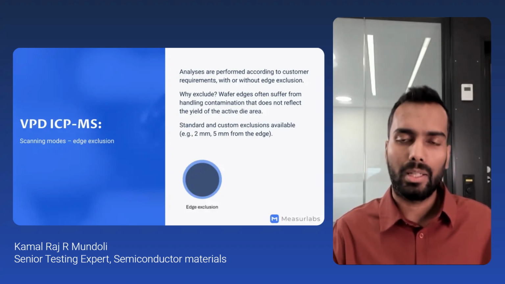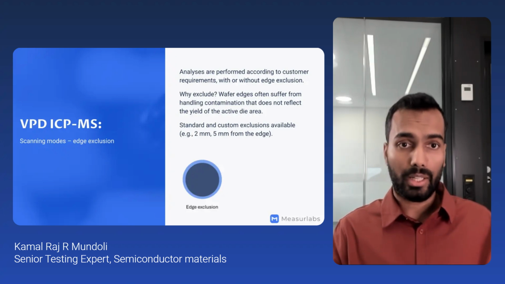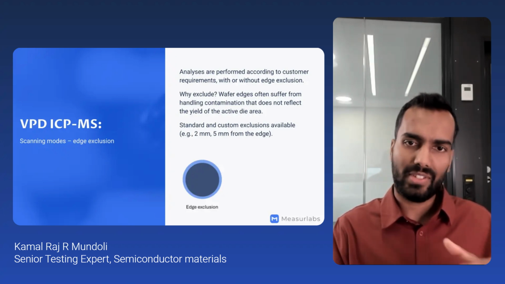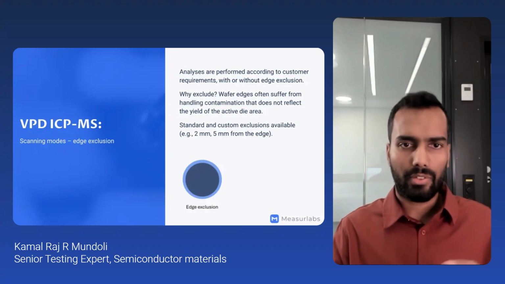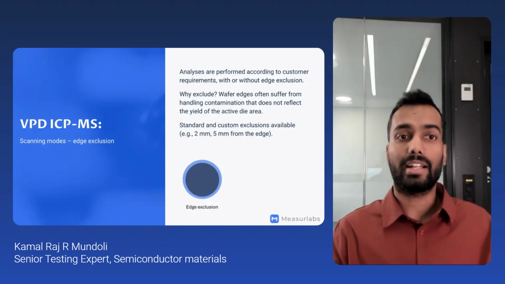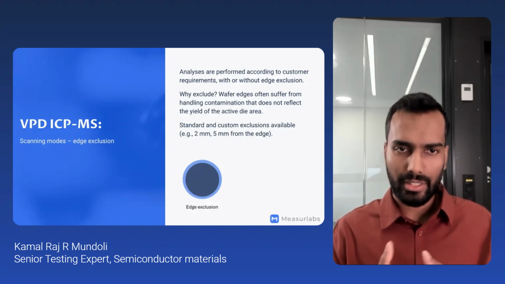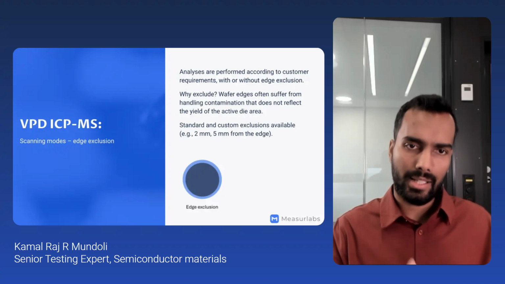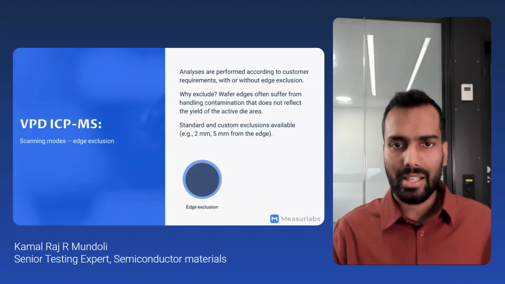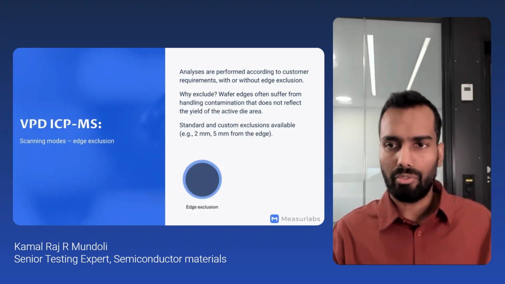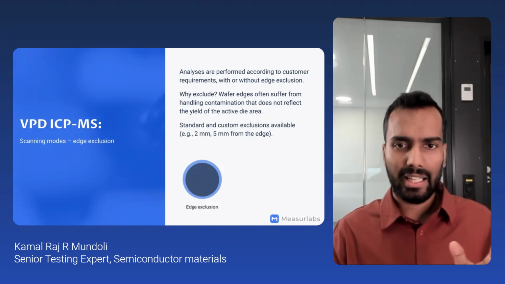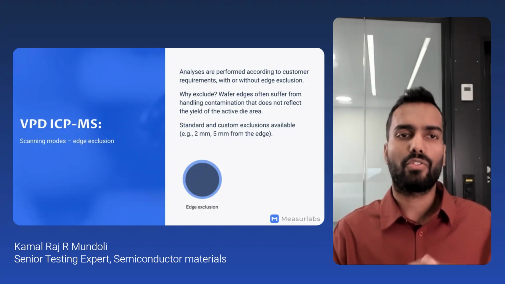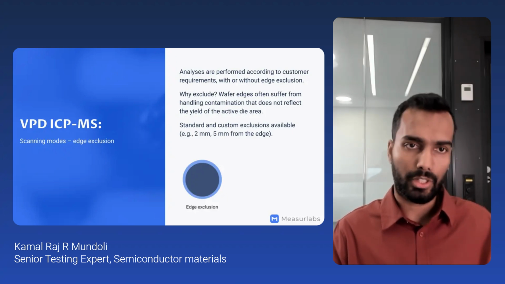Because in any fab, the edges of the wafers are where robotic arms, cassettes, and handling mechanisms physically touch the silicon. So consequently, the edges often suffer from localized handling contamination that does not accurately reflect the yield of your active die area in the center. So to prevent this edge noise from skewing your overall trace metal data, we offer standard and custom edge exclusions. Typically ignoring the outer 2 mm or 5 mm from the edge during the droplet scan.